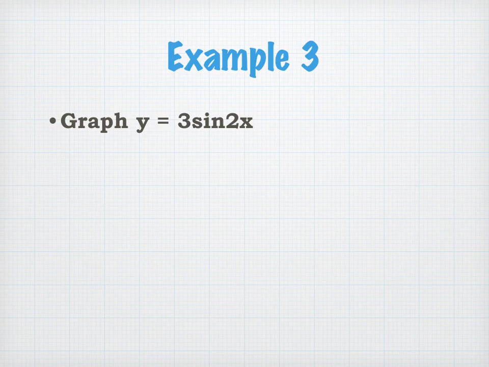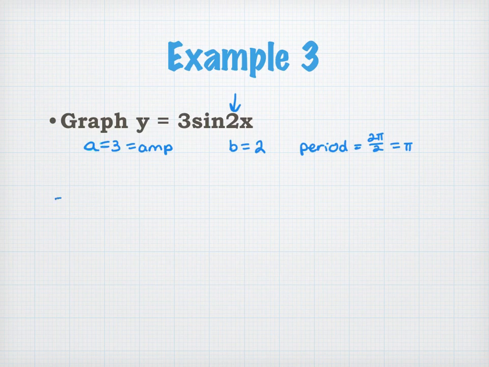Now let's look at one more example. So this time our A is 3, which again is our amplitude. Our B is now 2. So the period is 2 pi over 2, which is pi.